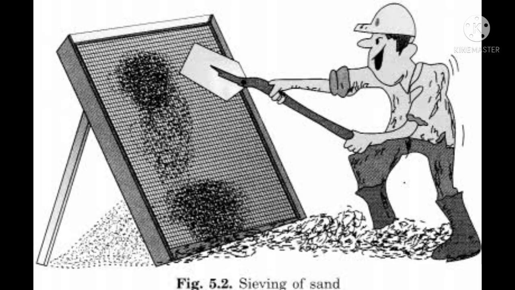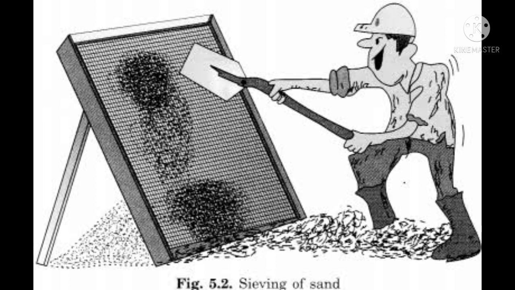Next, sieving. This method is used to separate the substances having different sizes. This method of separation is applied on the substances which are very small in size. When the substances are small, we can't separate them with our hand.